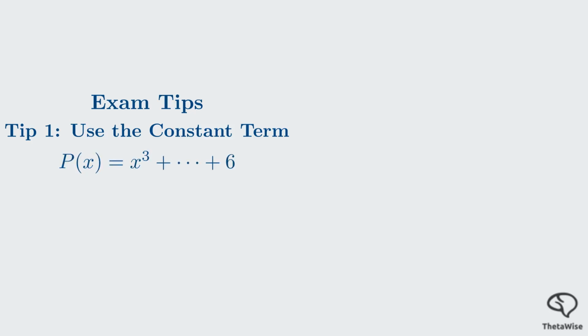To secure those top grades, here are some specific tips for your IGCSE exam. When performing trial and improvement, only test factors of the constant term. If the constant is 6, don't waste time testing x equals 4 or 5. Focus on plus or minus 1, 2, 3, and 6.